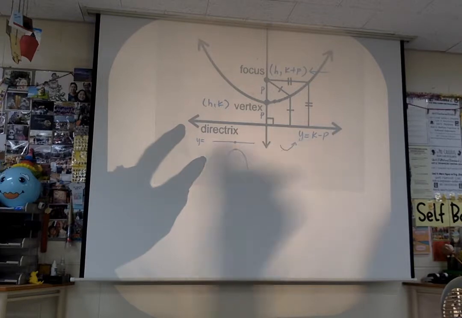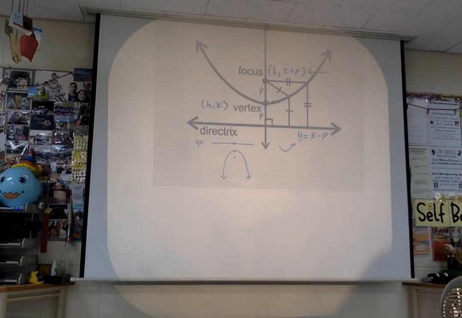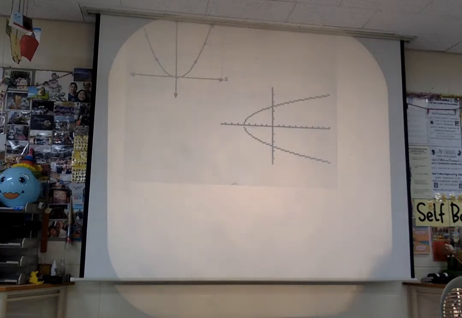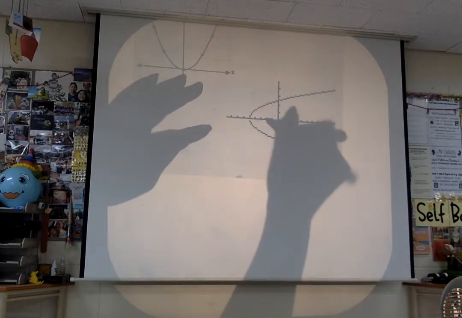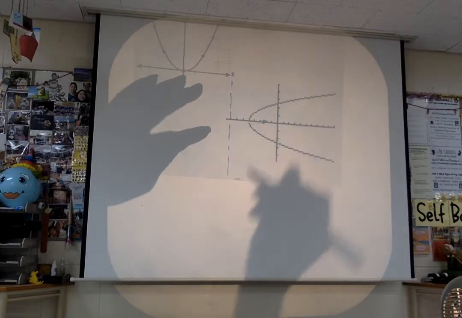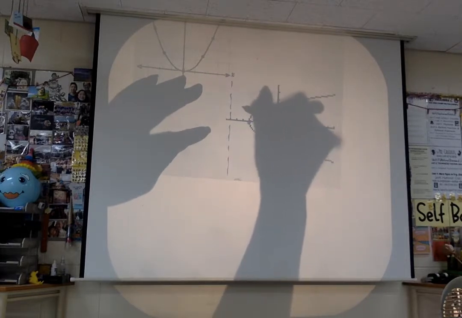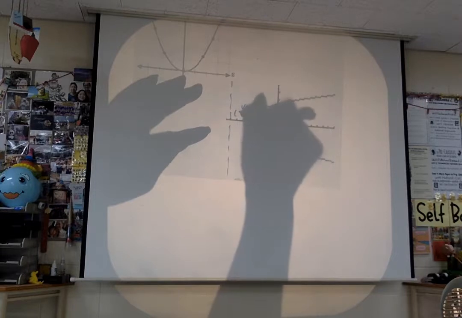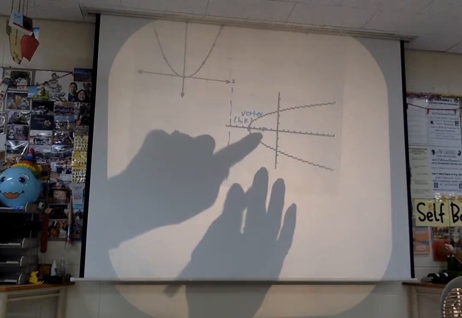This guy, you would have to go down to the focus, all right? But how about the other case of the parabola where you have left and right? So for example, this kind of parabola. In this case, let's say our focus is here. Let's say our directrix is here, and this is our classic vertex, our H, K.